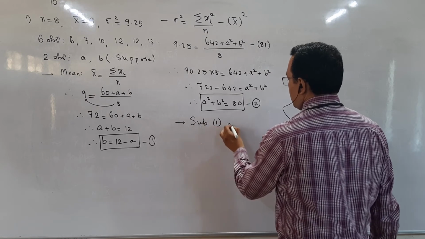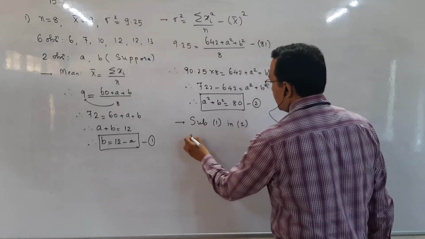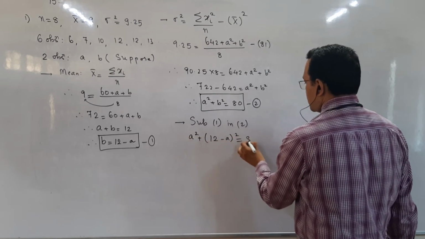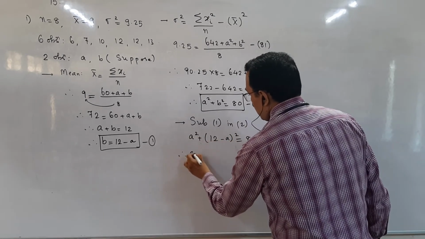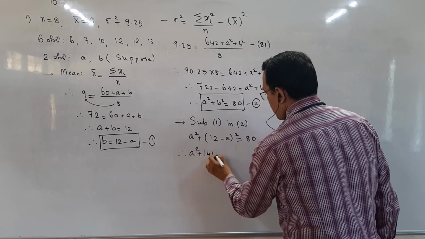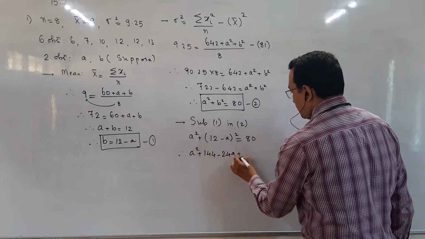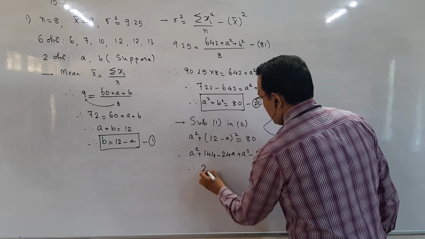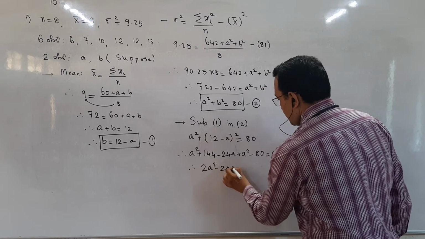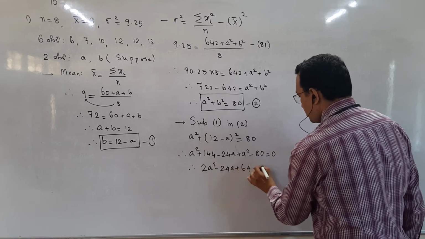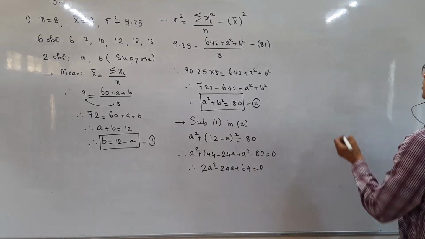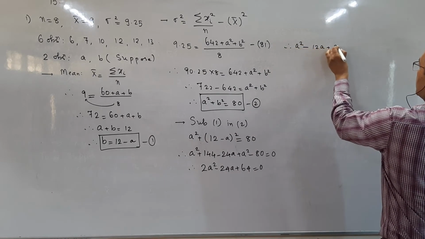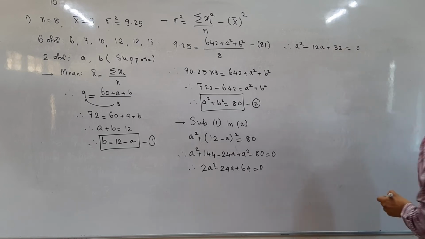into 2, we get a square plus 12 minus a, the whole square is equal to 80. A square plus 144 minus 24a plus a square minus 80 is equal to 0. Twice a square minus 24a plus 64 is equal to 0. Take 2 common: a square minus 12a plus 32 is equal to 0.